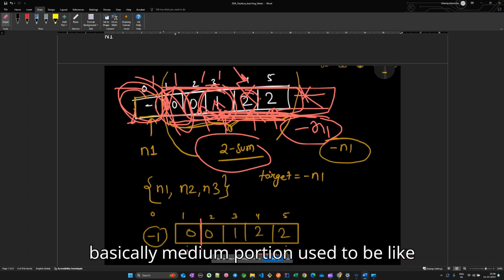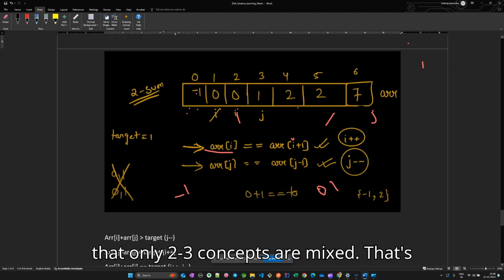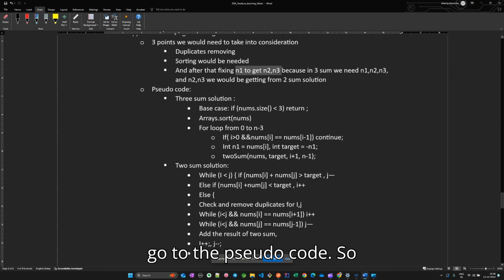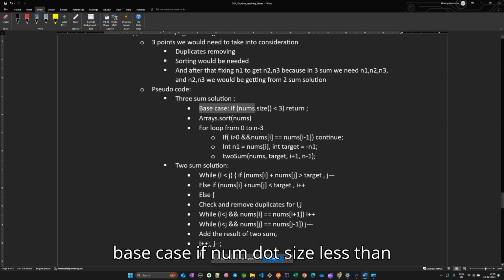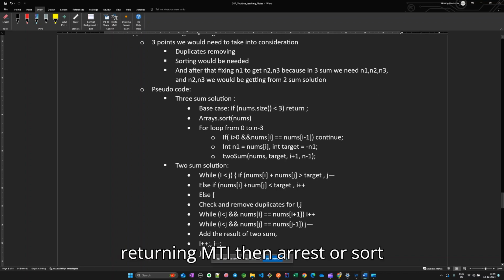So basically, medium questions used to be like that only. Two, three concepts are mixed. That's why they are medium questions. Okay, so let's go to the pseudocode. So what will be the three-sum solution? Base case: if nums.size is less than 3, then three sum cannot exist, right? For three sum, there should be at least three numbers. So we'll be returning an empty array.